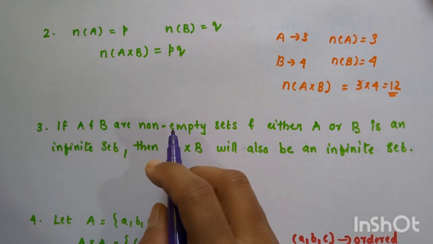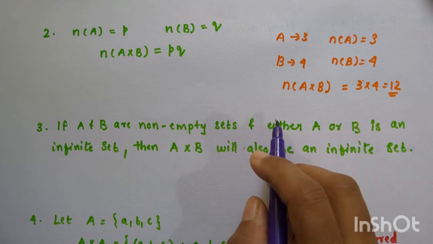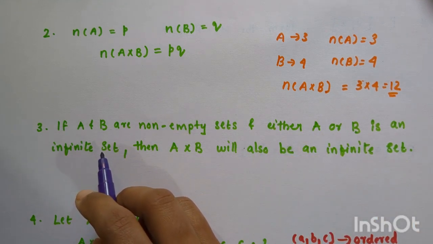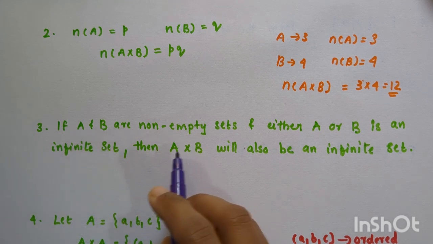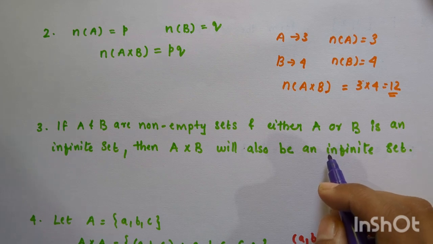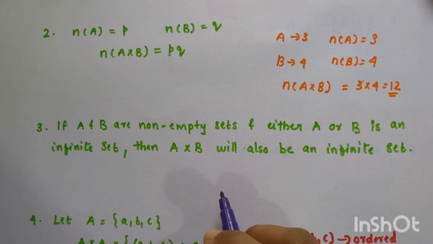Now let us see the next remark related to this. If A and B are two non-empty sets, and if either A or B is an infinite set, that is, infinite number of elements would be there in the set, then the Cartesian product of these two sets, A cross B, will also be an infinite set, that is, infinite number of elements will be there in A cross B.